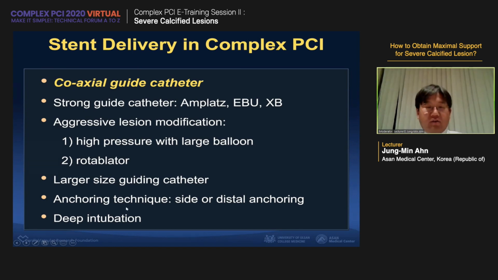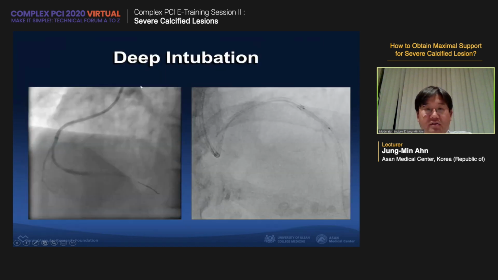In addition, anchoring technique, side or distal anchoring, would be a good option to get a strong backup, and deep intubation of a guiding catheter would be one option. So this is the deep intubation of a guiding catheter. When you insert the guiding catheter into the deep LAD, it can make a very strong backup support, even in very calcified coronary artery disease.